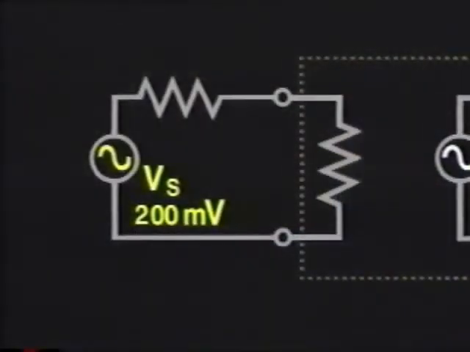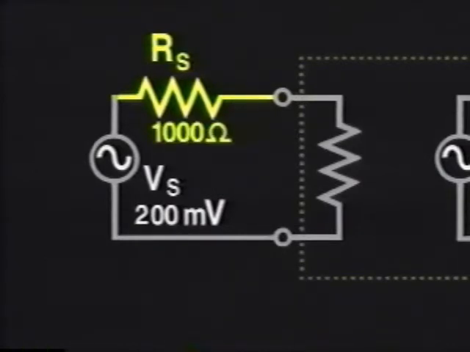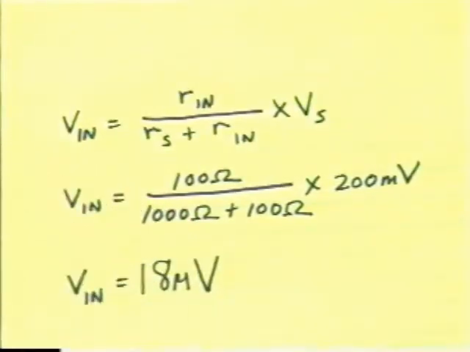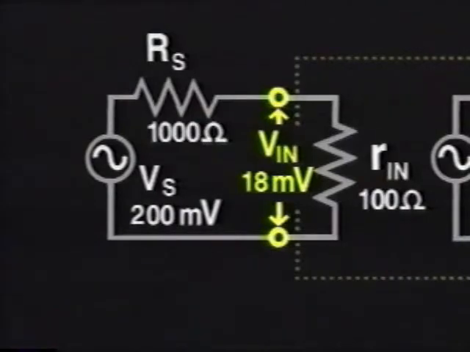Consider this circuit diagram. Notice that there is a source voltage of 200 millivolts. There is an equivalent source resistance labeled Rs of 1,000 ohms. The amplifier has an input resistance of 100 ohms. Using voltage division, the calculations show that of the 200 millivolts, only about 18 millivolts, designated Vin, appear across the input resistance of the amplifier. This means that of the 200 millivolts you started with, only 18 millivolts are available to be amplified.